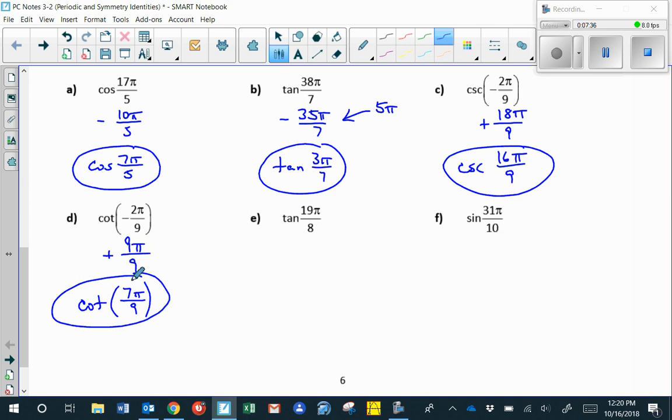Now I've put parentheses around the angle. Sometimes you'll see parentheses around the angle, sometimes you won't. Generally speaking, we always put them there if the angle is negative. Sometimes when the angle is positive, we may leave them off.